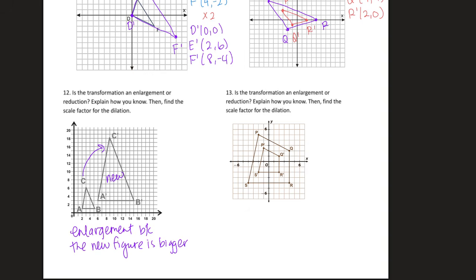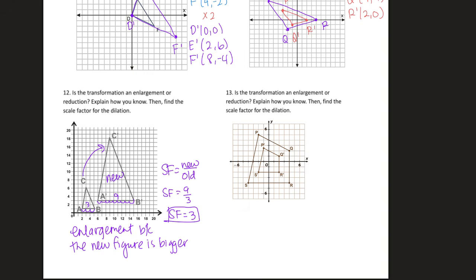So now we can determine the scale factor of dilation. We can do that by comparing side lengths. So if I look at the side length from A prime to B prime, that's 1, 2, 3, 4, 5, 6, 7, 8, 9. And I compare that to AB, 1, 2, 3. So it was 3 and it became 9. Remember, you can always get your scale factor by doing new over old. So my scale factor here is going to be 9 over 3. So my scale factor is equal to 3.